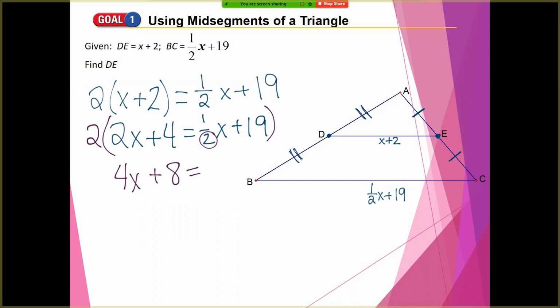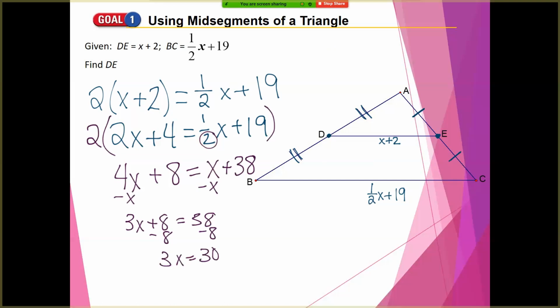1/2 x times 2. Well, the 2's are going to cancel, leaving you with 1x, or just x, plus 38, because 19 times 2 is 38. That look better? So no fractions, no decimals, whole numbers that we can deal with fairly easily. So I'm going to subtract x. That gives me 3x plus 8 equals 38. Subtract 8. So 3x equals 30. Divide by 3, and x equals 10.